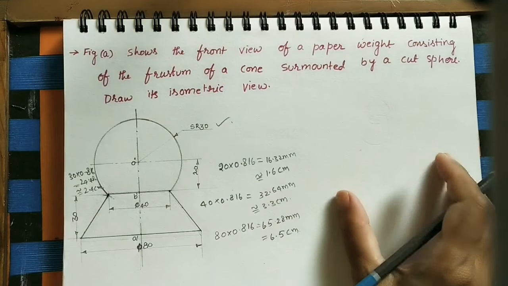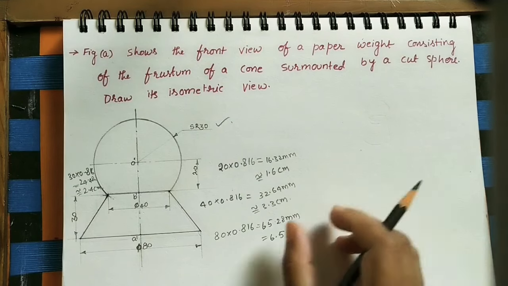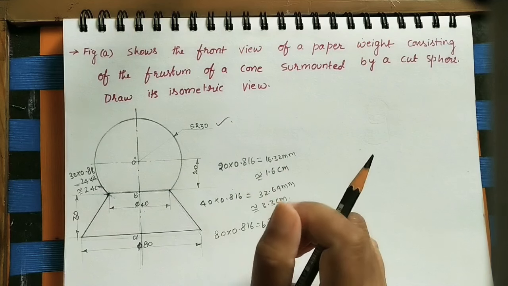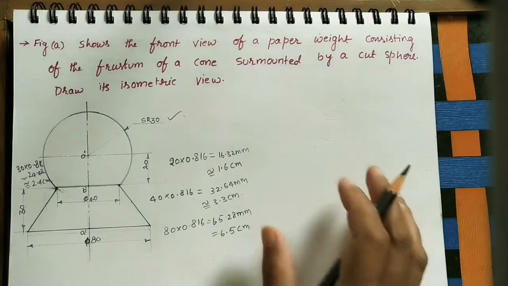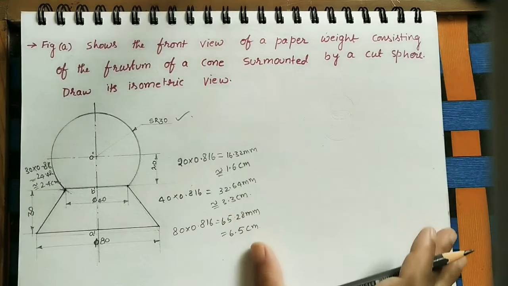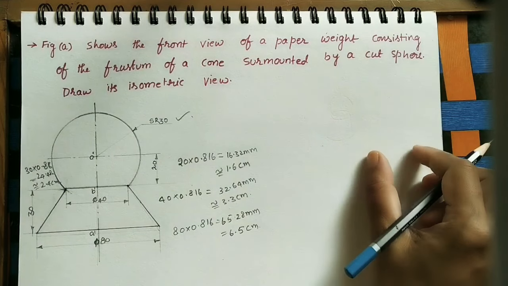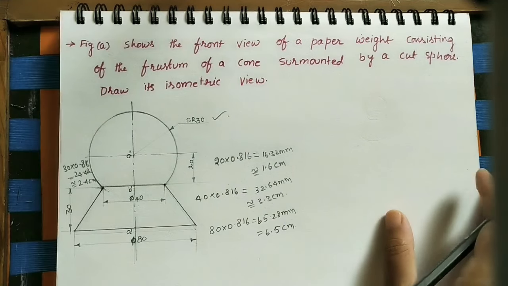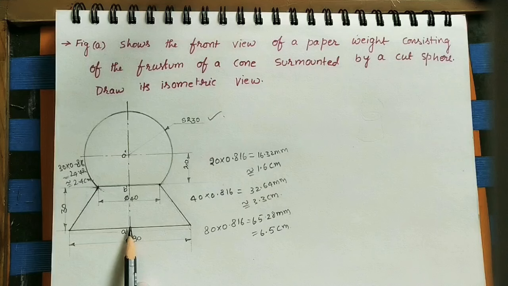Okay, let us do the isometric diagram. In the isometric diagram you have to take these reduced values. Now let us leave some gap so that the entire diagram fits. You can't start here, because it would come out of the page. Now initially I will start from here.